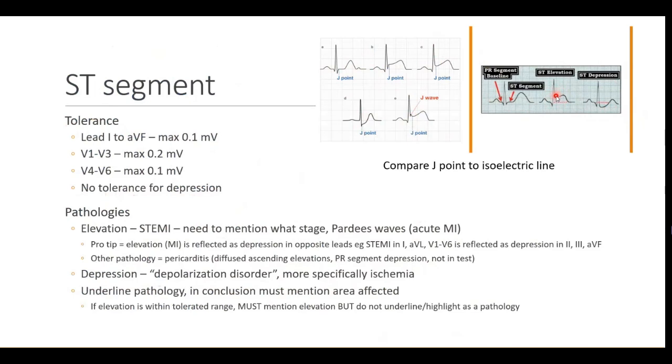But again, if there are elevations, be careful to look at whether or not it is pathological. In case it is within this limit, you still have to mention that there is an elevation, just don't underline it. You only underline it if it is above this tolerance. And again, for depressions, there are no tolerances. I think that is about it.